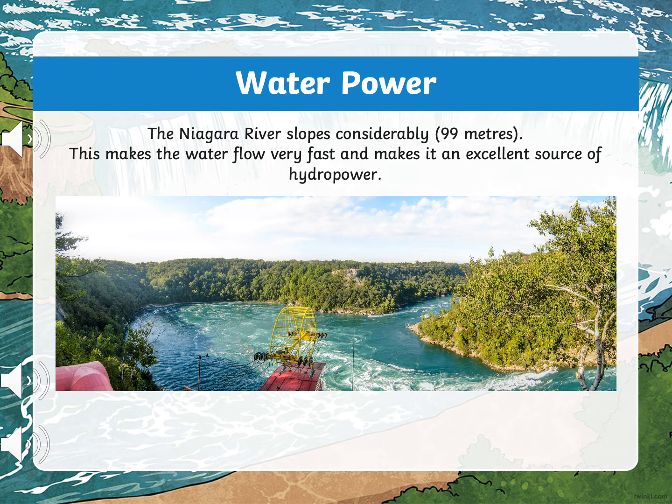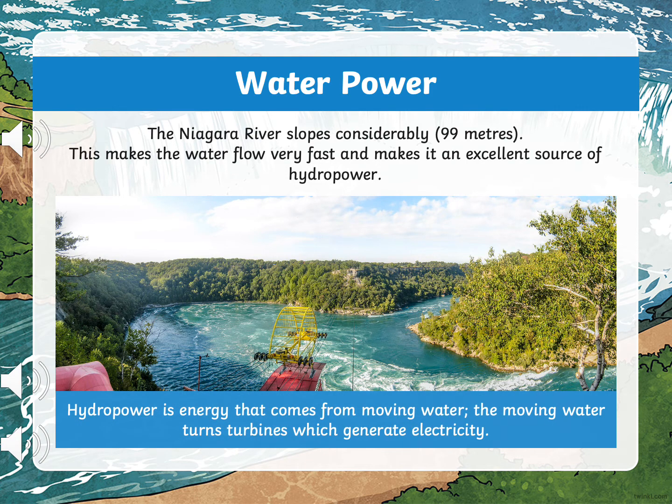Water power. The Niagara River slopes considerably, 99 meters. This makes the water flow very fast and makes it an excellent source of hydropower.